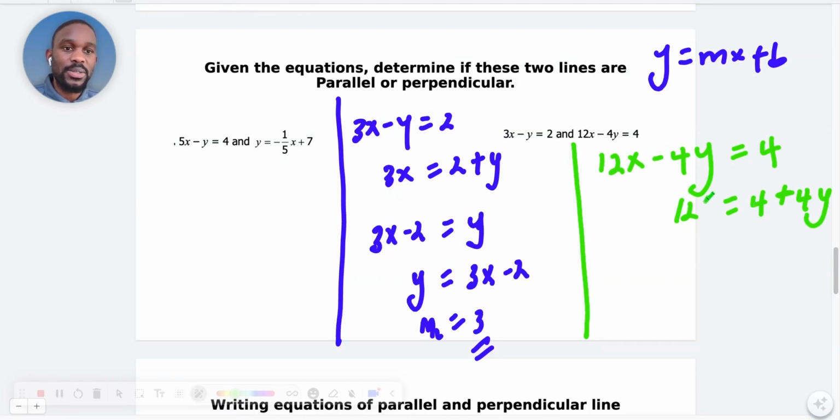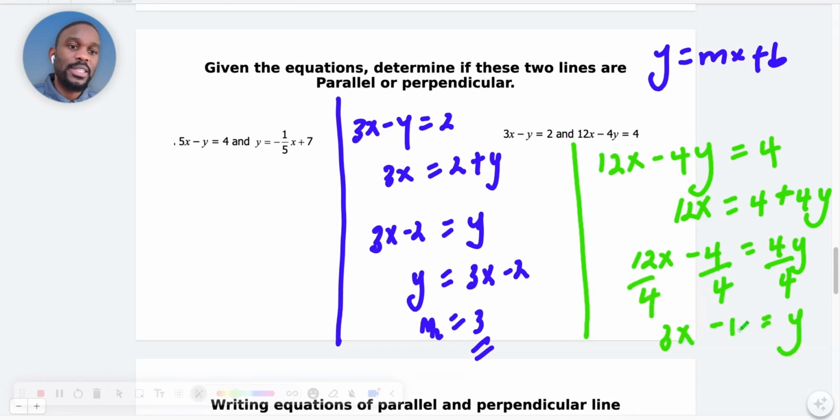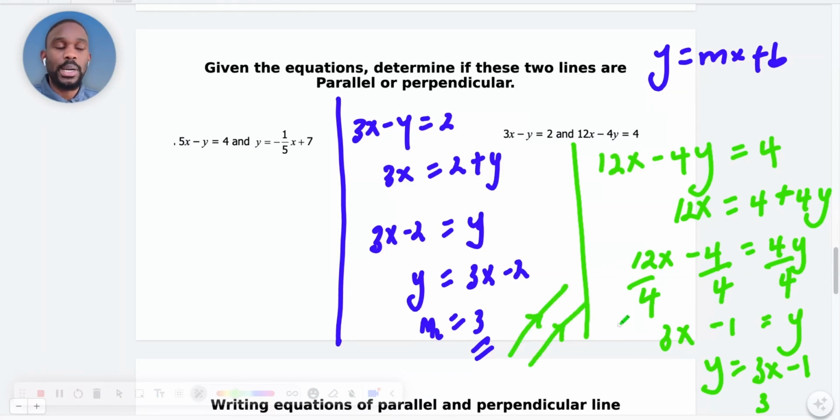So this is 12x. I want to bring the 4 to the other side of the equation. It will become a negative. So 12x - 4 = 4y. But I want y as the subject. I don't want 4y, I want y. So I'll divide everything by 4. So 3x - 1 = y, which is the same as y = 3x - 1. And the slope there was 3. The slope here is 3. Which two lines have the same slopes? Parallel lines. So these two lines are parallel. Parallel lines have the same slopes.